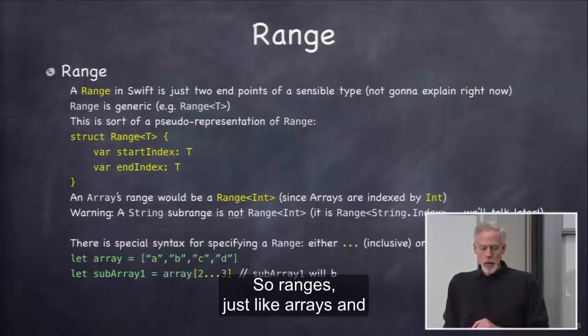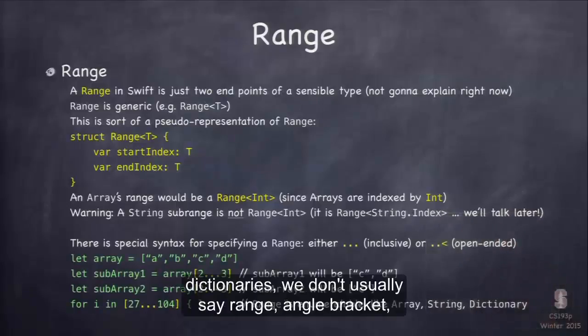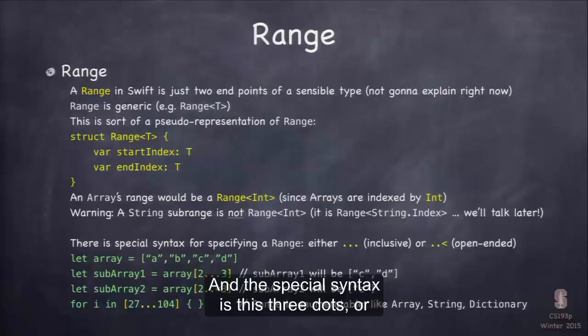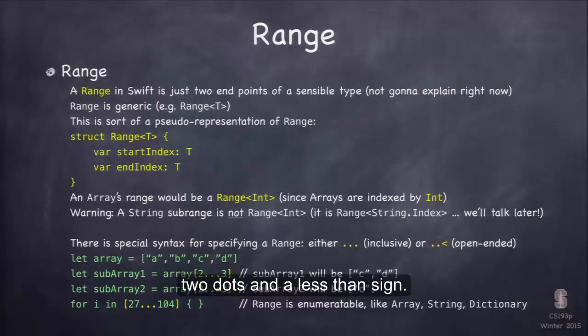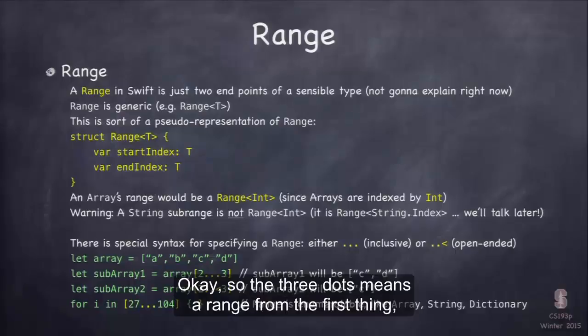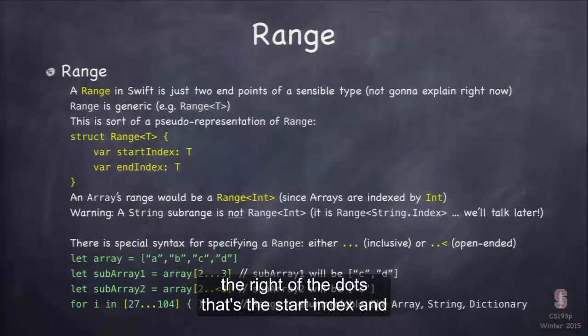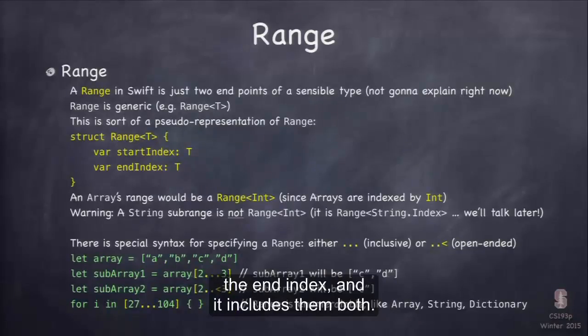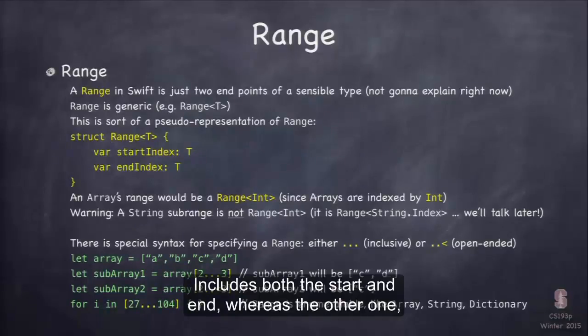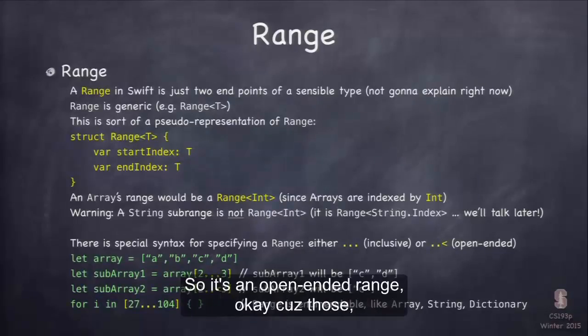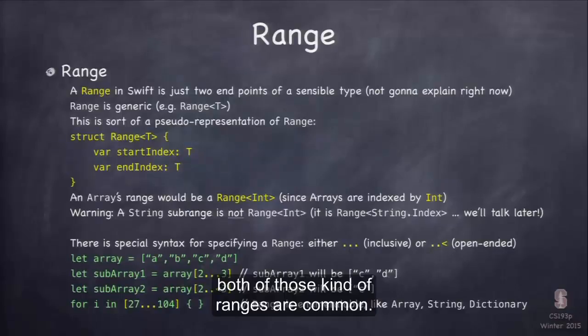So ranges, just like arrays and dictionaries, we don't usually say Range angle bracket Int equals something. We use a special syntax, which is three dots, or two dots and a less-than sign. The three dots means a range from the first thing on the left of the dots to the other thing on the right. That's the start index and the end index, and it includes both. The other one, dot dot less than, includes the first one but does not include the second, so it's an open-ended range. Both of those kinds of ranges are common. So that's how we specify a range.